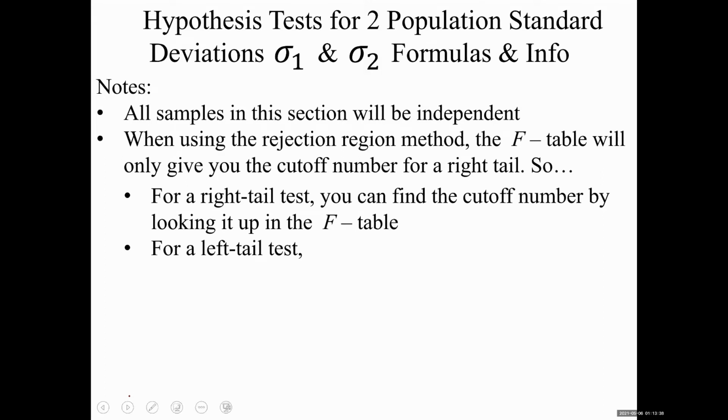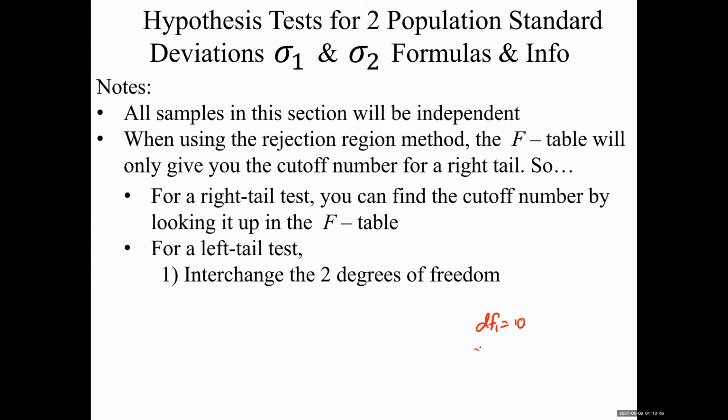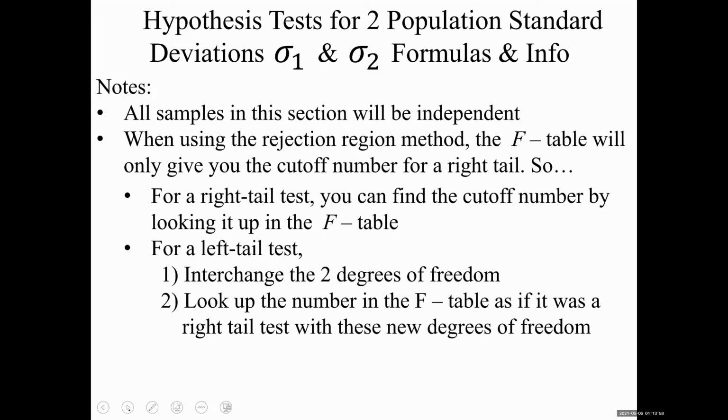First thing you have to do is switch the degrees of freedom. Remember, there are 2 degrees of freedom. For example, let's say DF1 is 10 and DF2 is 20. You're going to switch them. You don't have to write it down, but in your mind, you're going to pretend DF1 was 20 and DF2 was 10. Then you're going to look up the number in the table, like you're pretending it's a right tail test. And after you look up the number in the table, that's still not the answer. The next thing you have to do is take the reciprocal of the answer you got in the table. Basically, you have to do 1 divided by the number in the table.